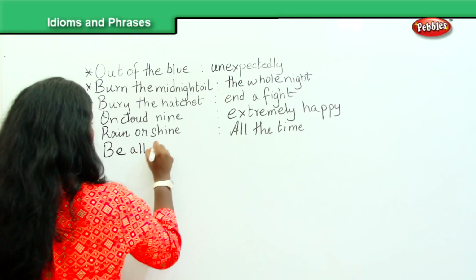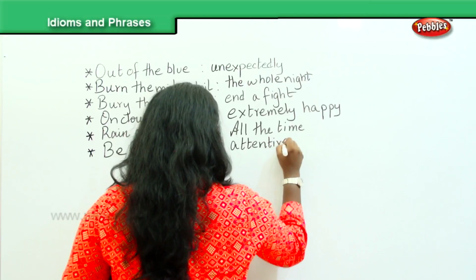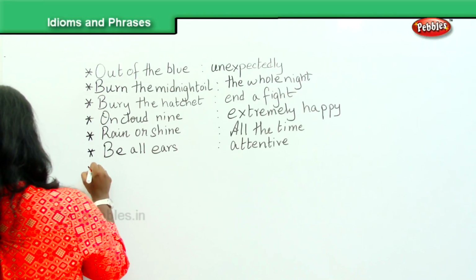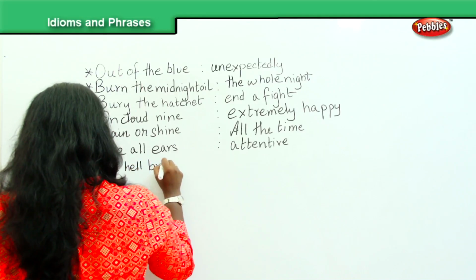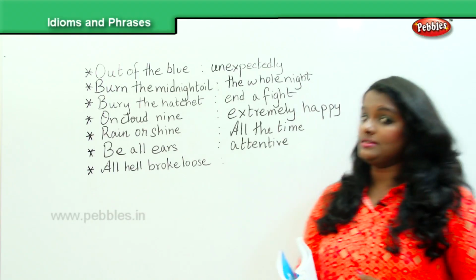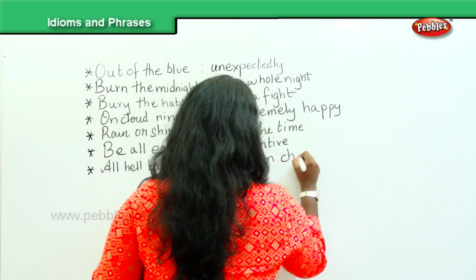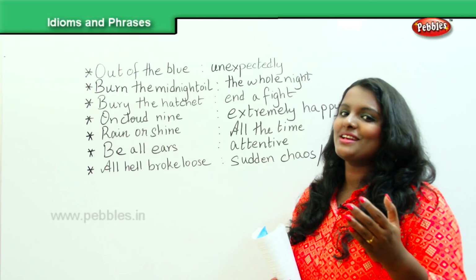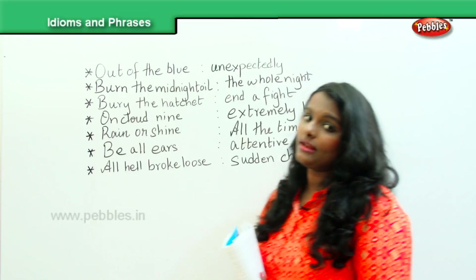Be all ears, which means being attentive or listening carefully or listening eagerly, right? Be all ears in the classroom. You are expected to be all ears, right? All hell broke loose. All hell broke loose. What does that mean? Hell breaking into pieces? Definitely not. That means sudden chaos or uproar. All hell broke loose after his performance, which means there was sudden uproar and people started to appreciate him. There was complete chaos when the performance got over.